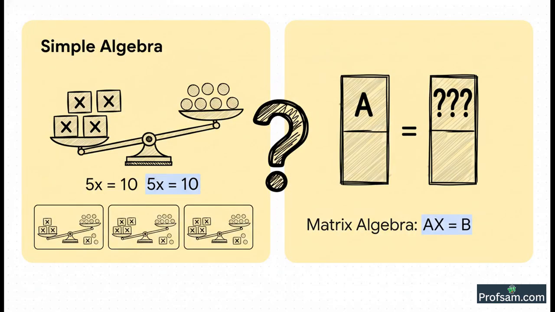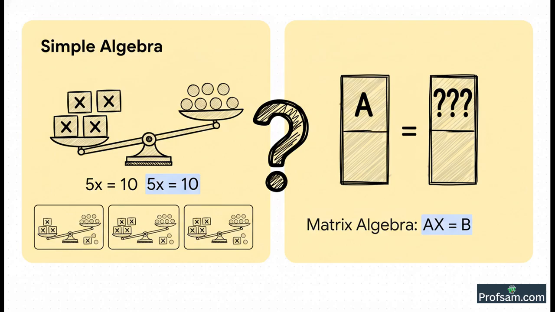All right, let's start with something you already know. Something super simple. Look at this equation. 5x equals 10. How do you solve it? Easy, right? You'll just say, divide by 5, and you get x equals 2. But what are you really doing? You are actually multiplying by 1/5, which is the multiplicative inverse of 5. Now, look at the right side.